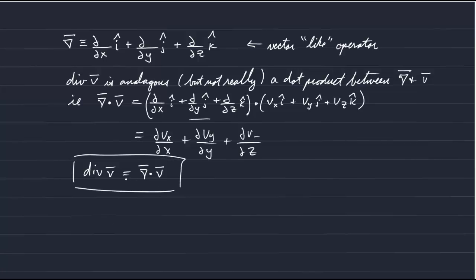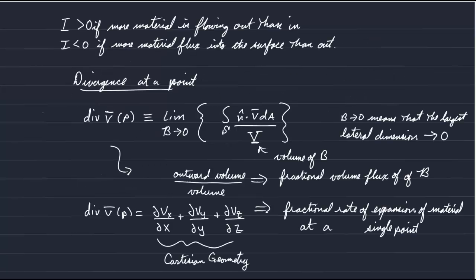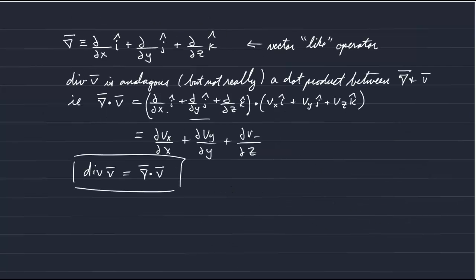Okay, so now I've given you a definition of what the divergence is in terms of the fractional rate of volume change. I've showed you how to calculate it, but now I'd like to relate why this way of calculating div V is equal to that rate of volume change.